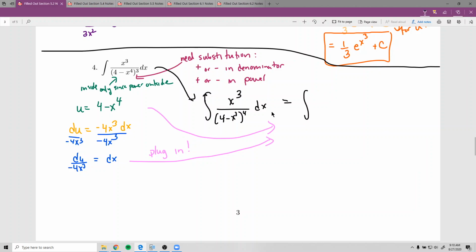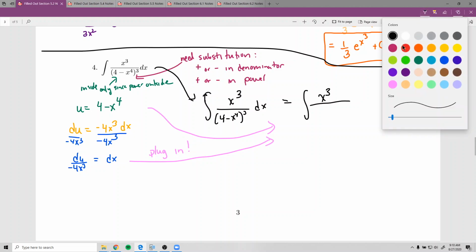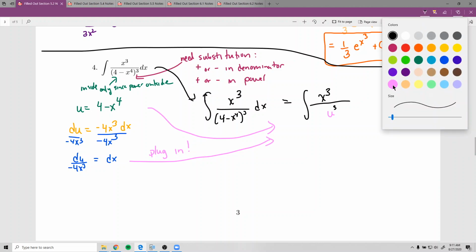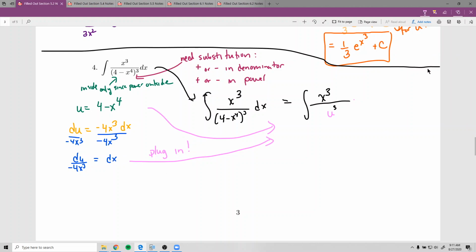All right, so we integrate. We're not plugging in anything for x cubed. That's once again going to be that thing that we hope cancels out. We are plugging in the 4 minus, oops, I wrote that backwards from the original problem. It's 4 minus x to the fourth, cubed. So the inside here is u. And we still have that third power. And then in place of dx, we have du over negative 4x cubed.